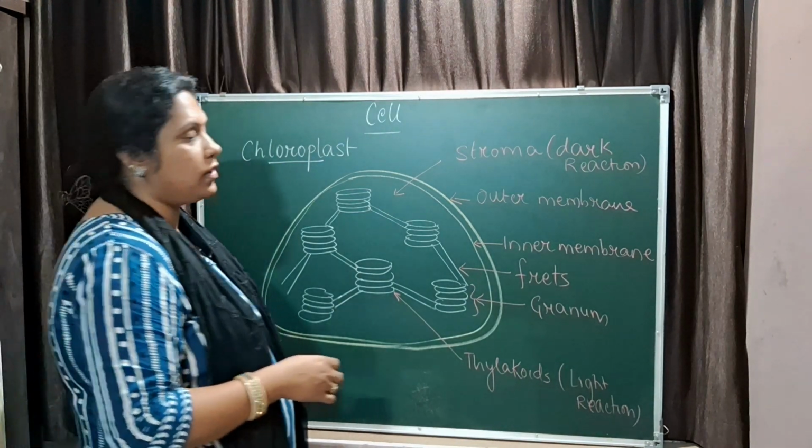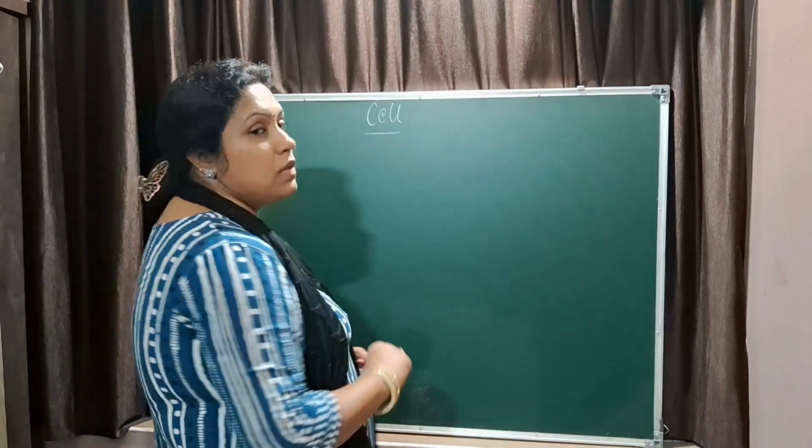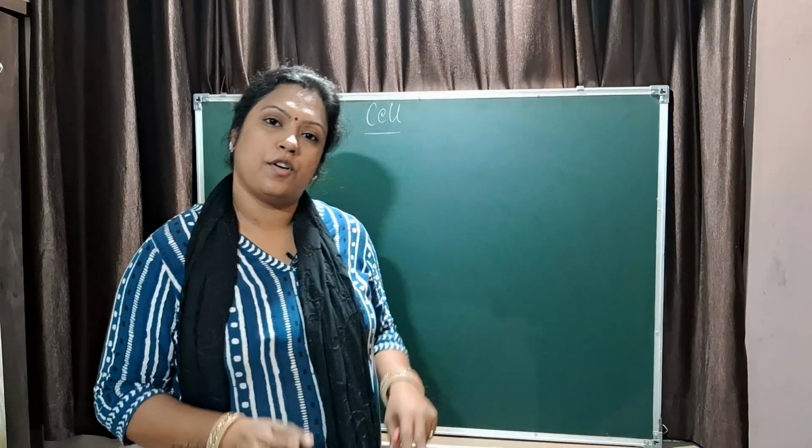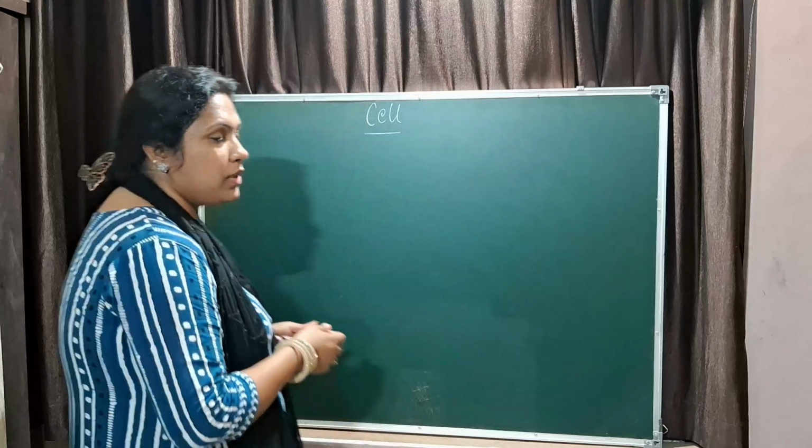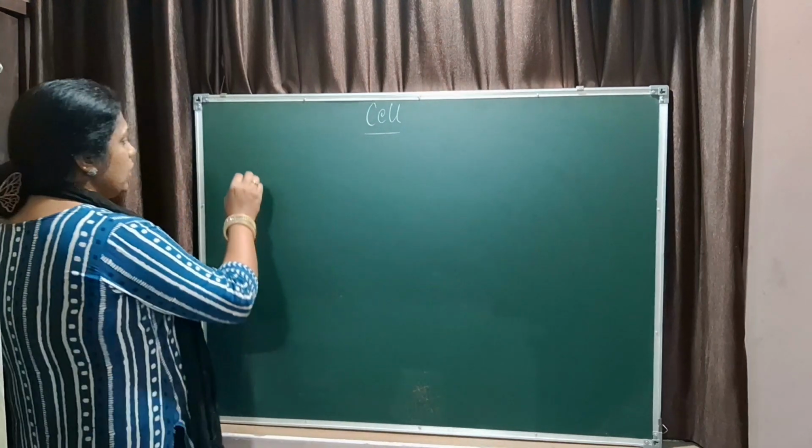Let me rub the board clear. The next diagram we will talk about is the nerve cell. The nerve cell again is important for your 9th standard, as the diagram can be asked in the examination, and at the same time the same diagram is there for your 10th standard also in the chapter on the nervous system. So let me quickly draw the diagram for you. Just follow how I do it.